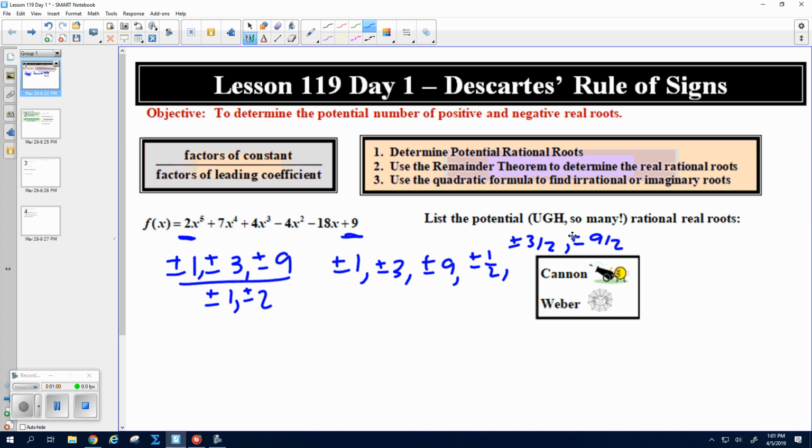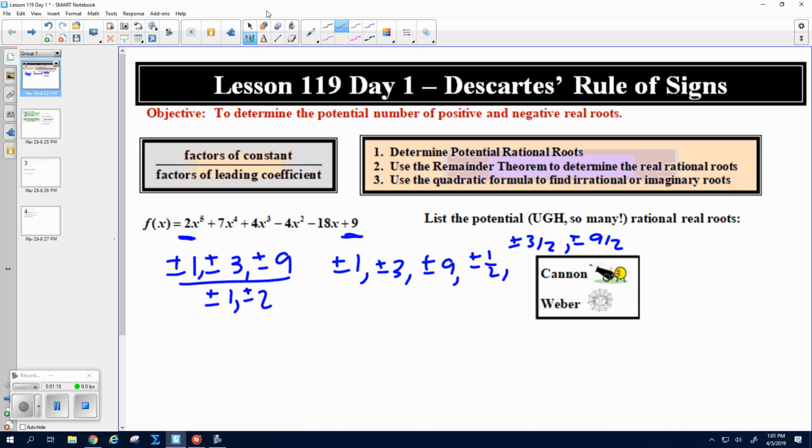And then you're like, man, that could take me 1, 2, 3, 4, 5, 6, 12 tries, right? That would be rough. So use the remainder theorem to determine the real rational roots. And then, of course, we use the quadratic formula once we get down to a quadratic.